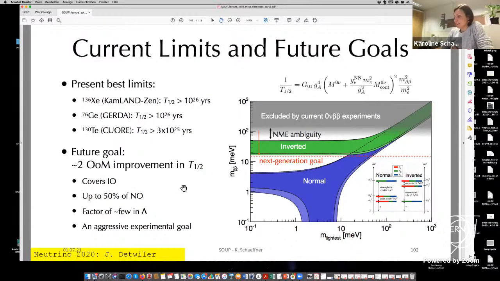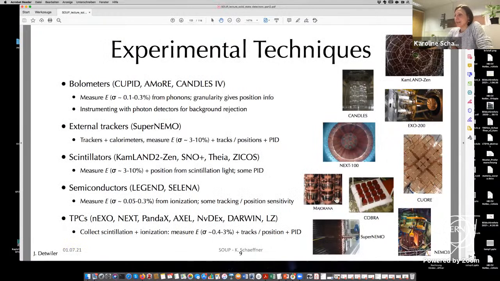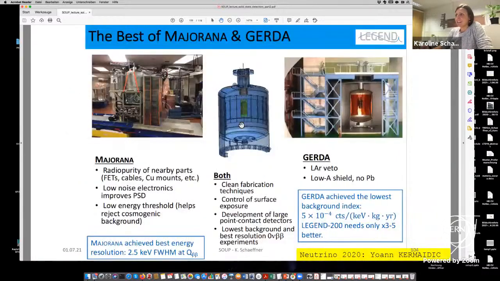And to do that, here is a summary of the experiments on the market, let's say. So there are the bolometers with Cuore and CUPID. Then there are these big scintillation detectors, also the semiconductors with Gerda, Majorana, and future LEGEND, and also TPCs. So there's quite a bunch of experiments, but of course not all can go on increasing target mass and building bigger detectors. So there has to be some kind of down selection, because especially this enrichment comes with huge costs.